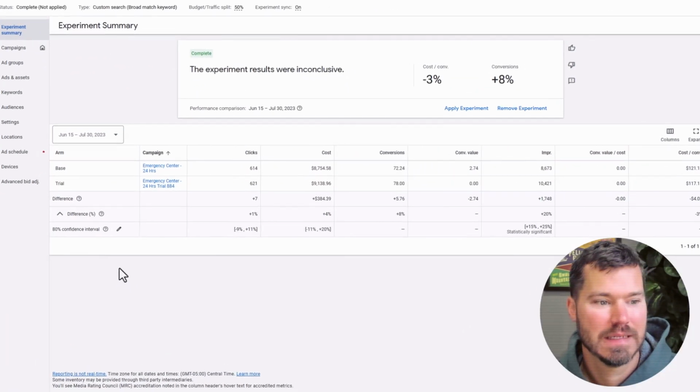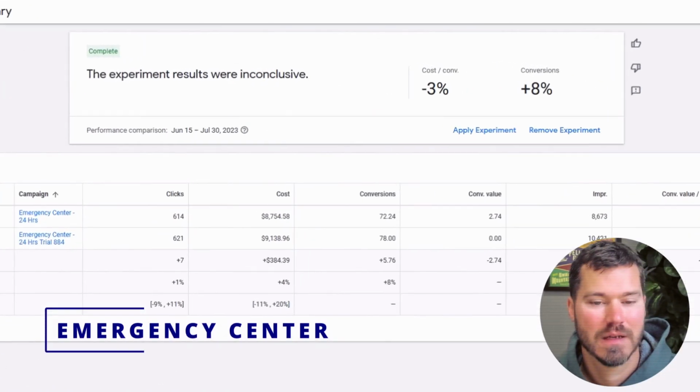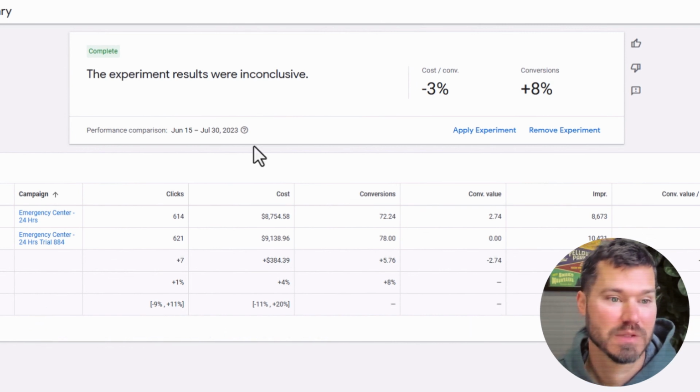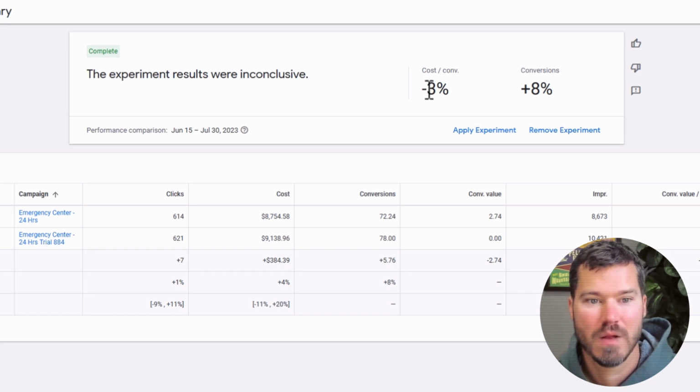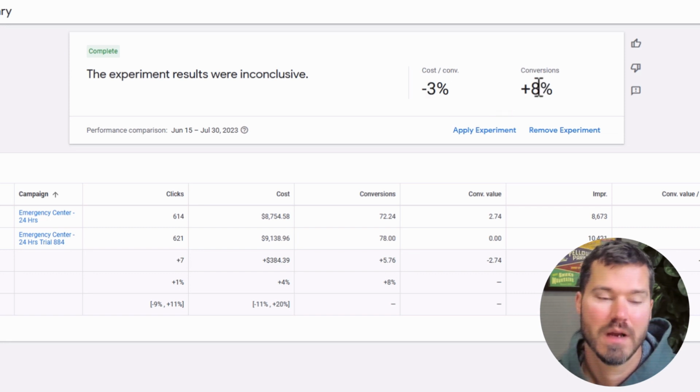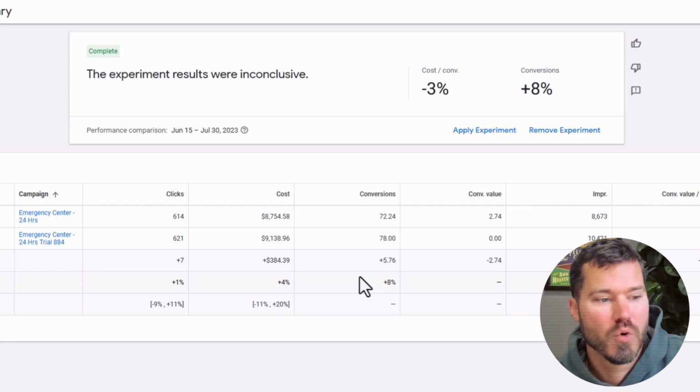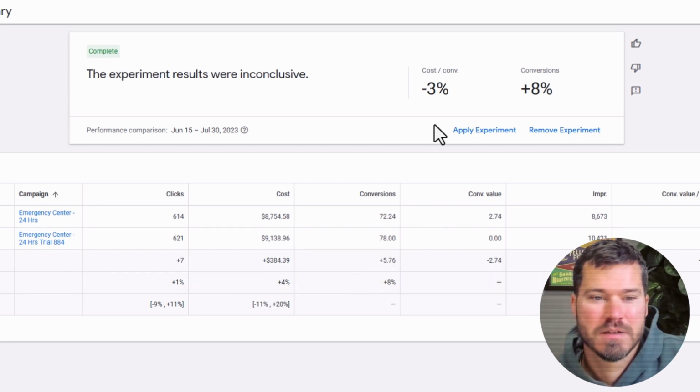This next account is an emergency center in Texas. This one I probably agree was inconclusive. You're not always going to get positive results. And in this case, cost per conversion went down 3% and conversions went up 8%. So those are positive results, but keep in mind, we're getting more broad searches. So you could have a difference in quality. So I usually would want to see more positive results than this in order to apply broad keywords.